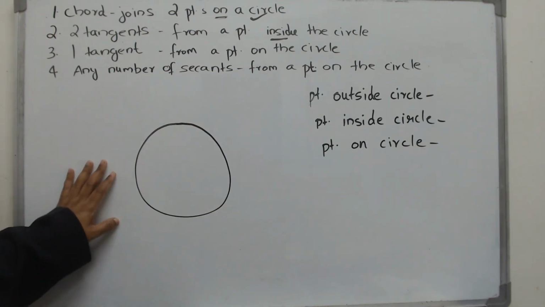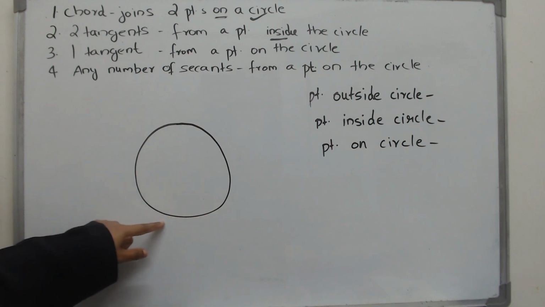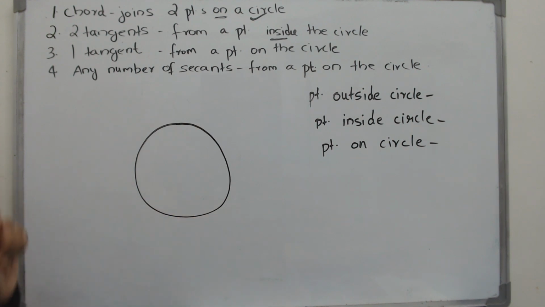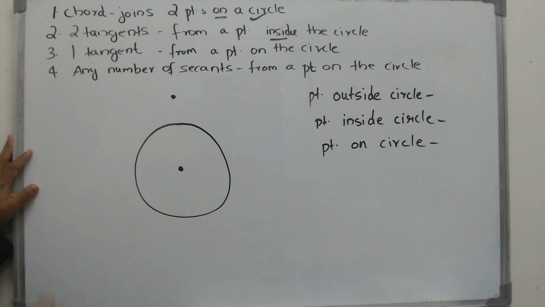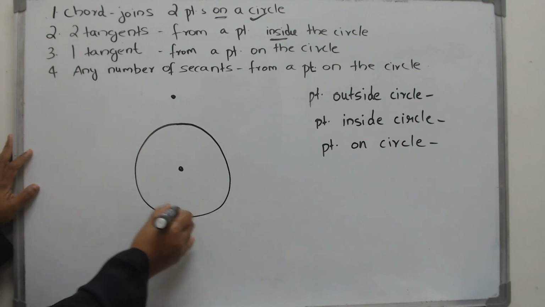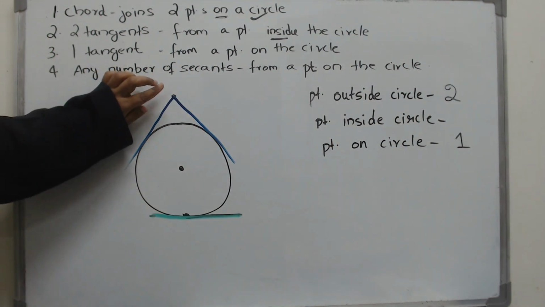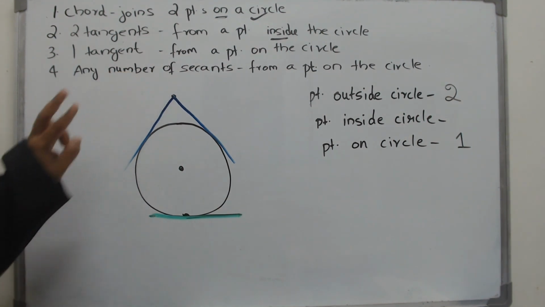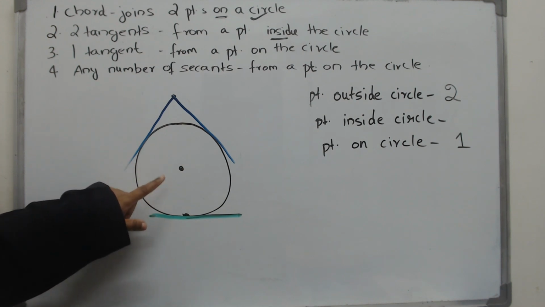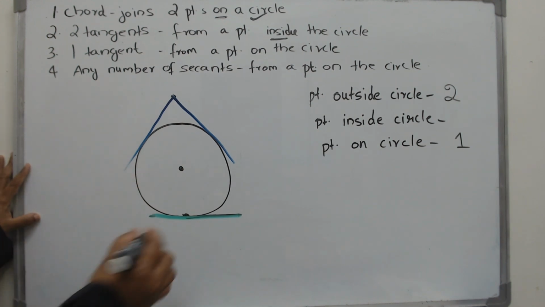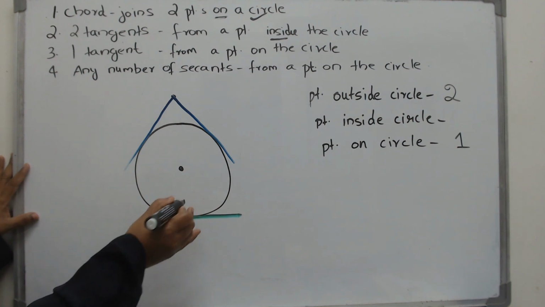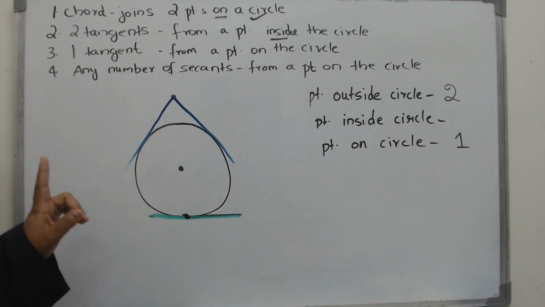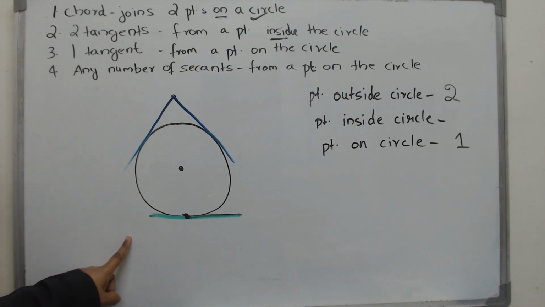What is a tangent? It is a line which touches the circle externally at exactly 1 point. I will take 3 points: 1 outside the circle, 1 inside the circle, and 1 on the circle. If your point is outside the circle, then from that point you can draw 2 tangents to a given circle. But if your point is on the circle, it lies on the circumference, only 1 tangent is possible.